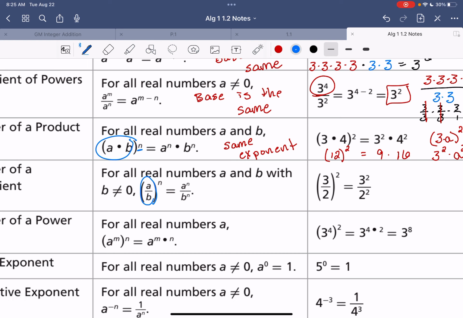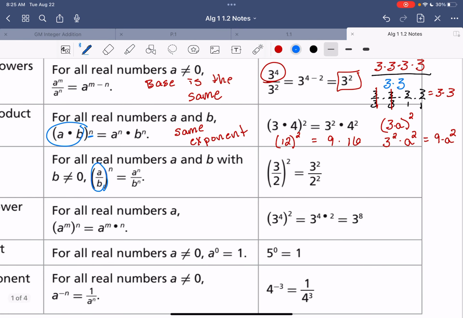Okay, so here, which is then useful when I have fractions. 3 divided by 2, which is 3 halves, to the 2nd power. That 2nd power goes to the 3, and it also goes to the 2. Fair warned, this is not the distributive property.